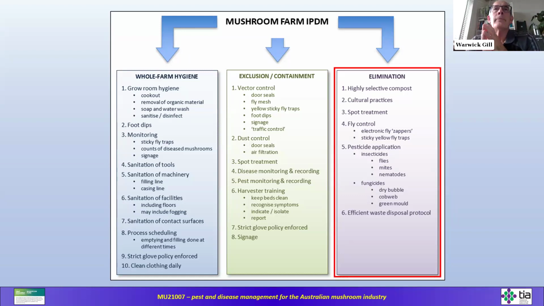In terms of elimination, we can start by making sure that pests and diseases are unable to grow in our mushroom compost by making sure it's highly selective. Our cultural practices must be top-notch, so our environment control, make sure our handling units are calibrated and running well, the filters are clean, and the airflow is as expected.